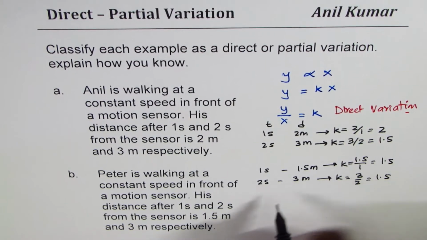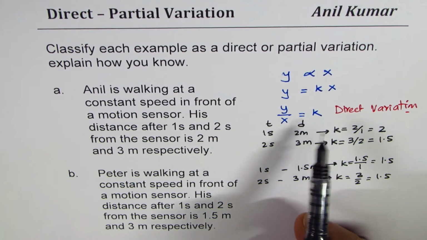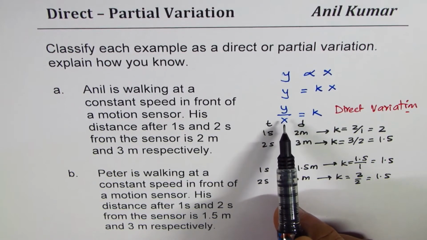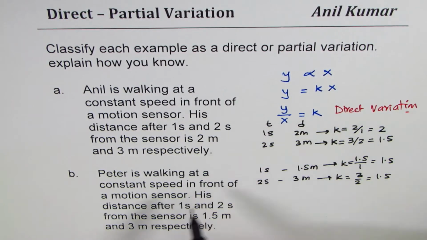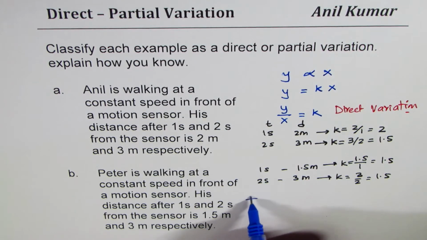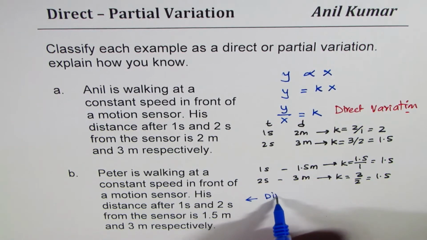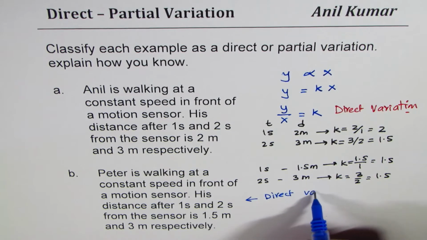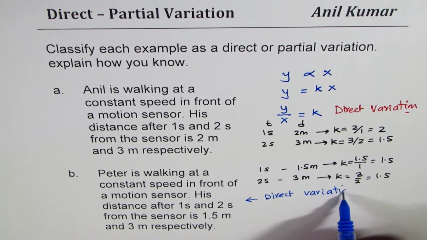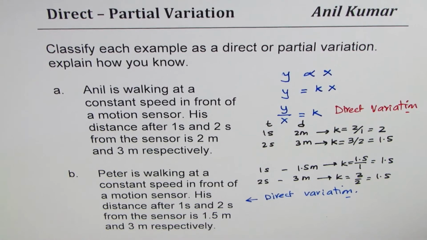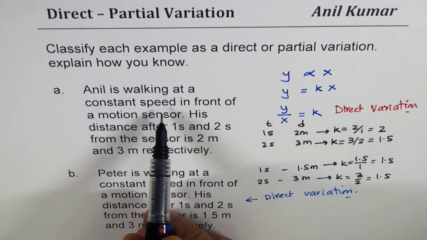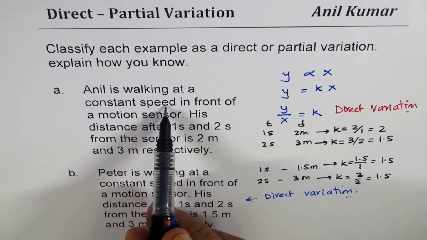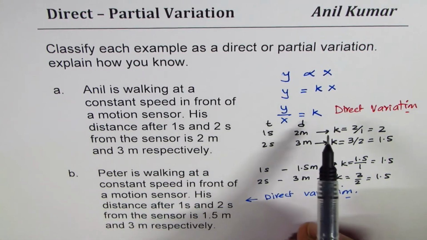So k is constant. So we say we have a constant ratio of dependent to independent variable, and that proves that part B represents direct variation, right? So here, since k is constant, it represents direct variation. Now in case 1, what you also observe is that Anil is walking at a constant speed. So that means it is a linear motion, right? Walking at a constant speed.